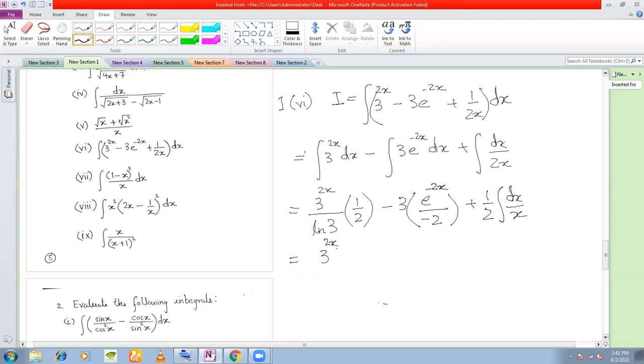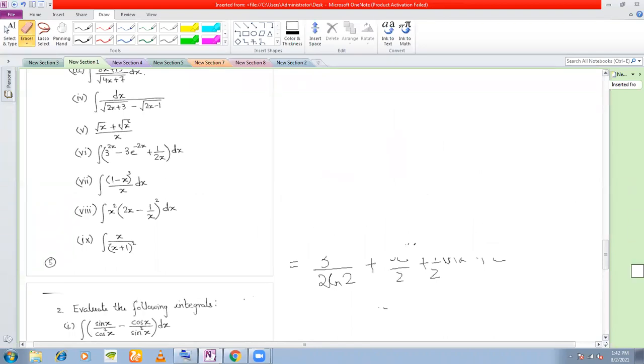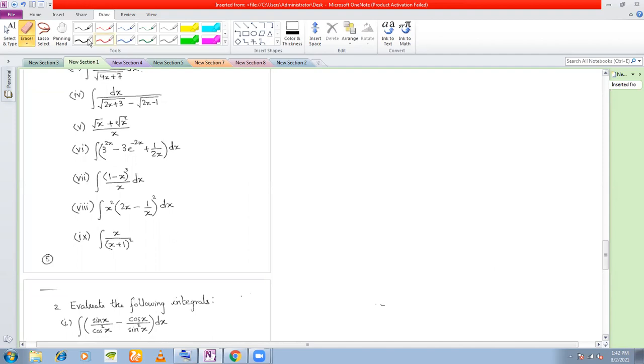3 to the power of 2x divided by twice ln 3. And minus becomes plus, thrice e to the power of minus 2x by 2, plus half integral dx by x is nothing but ln x, log x plus c. Clear? Yes? Yes, sir. Yes, sir. Moving on to the next one.